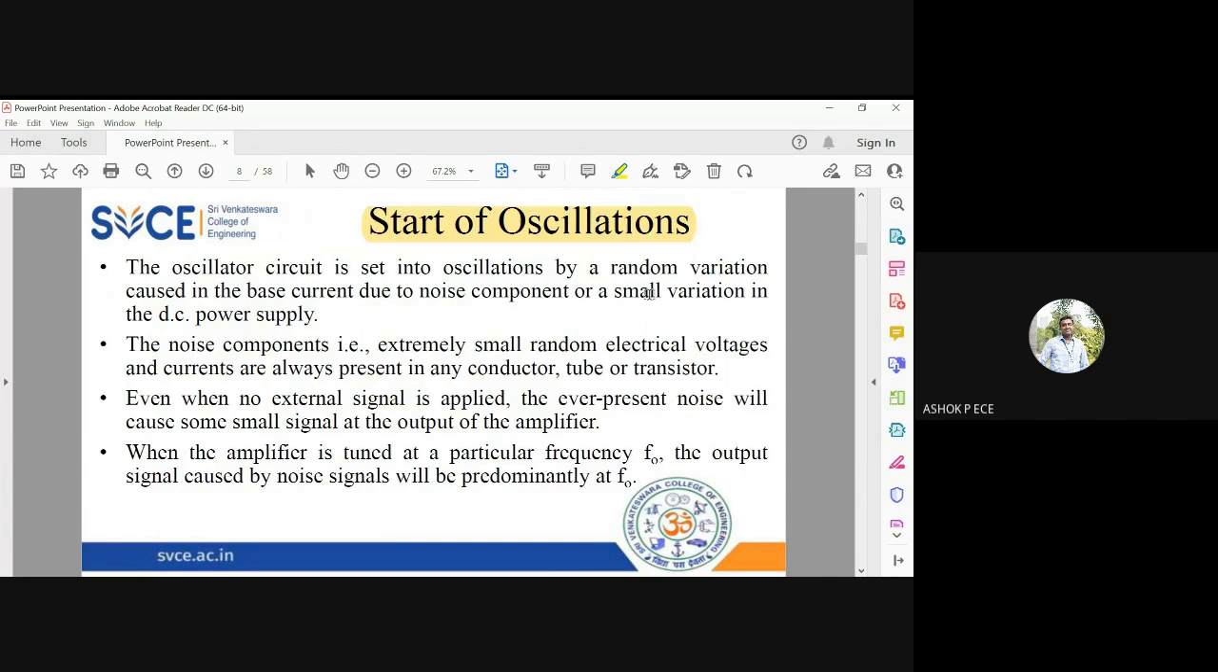So how is the oscillation getting started? You know that we are going to use a common emitter amplifier for designing the oscillator. The emitter is grounded, so the input is going to be the base and the output is going to be the collector.